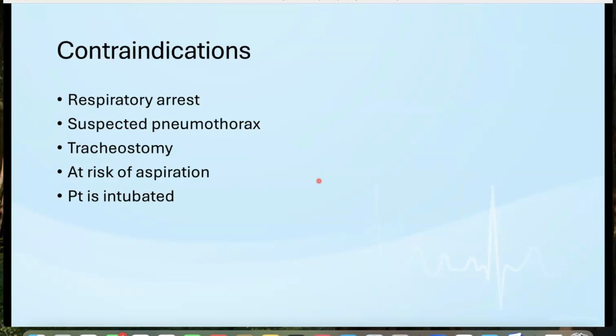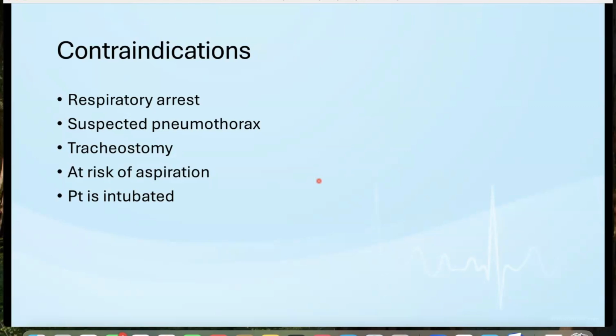The contraindications listed are, of course, respiratory arrest. This is not like bag valve mask ventilation. It has to be driven by the patient. If you have a suspected pneumothorax, obviously putting high pressure on that airway is not ideal. And so if you have a suspected pneumothorax, you probably should not have them on CPAP or BiPAP.